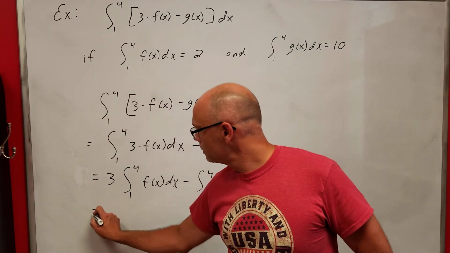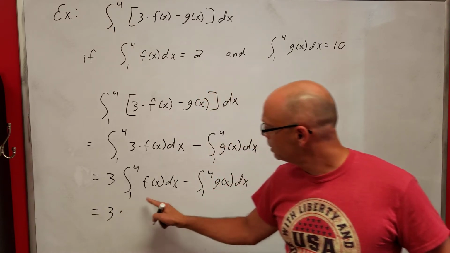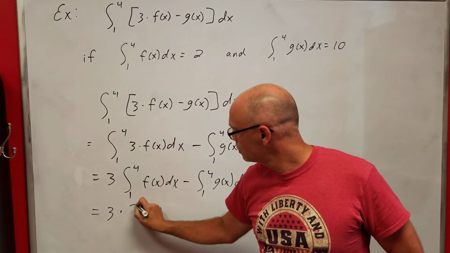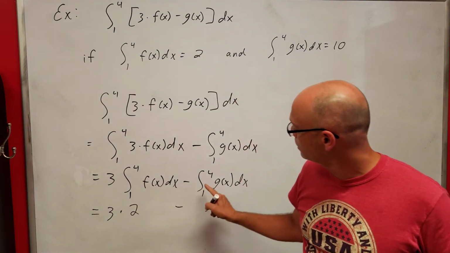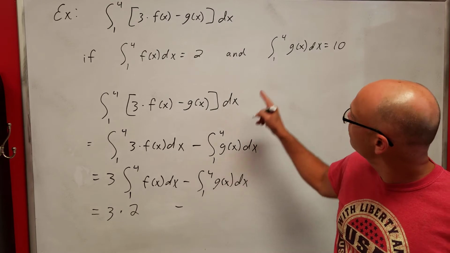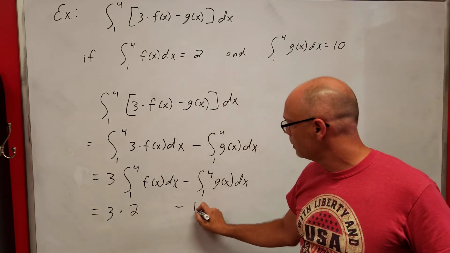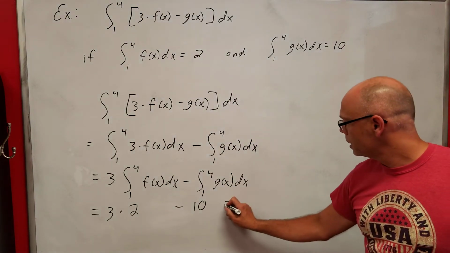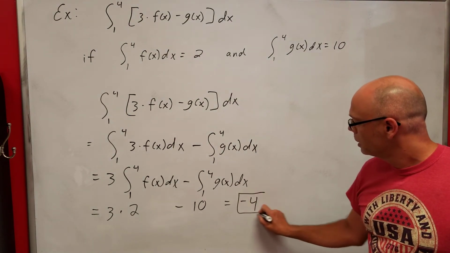All right, let's see what this gives me. This gives me 3 times, what's the integral from 1 to 4 of f of x? They tell me it's 2, right? So I have 3 times 2 minus, what's the integral from 1 to 4 of g of x? They tell me that's 10, right? 3 times 2 is 6, minus 10 will give me a negative 4.